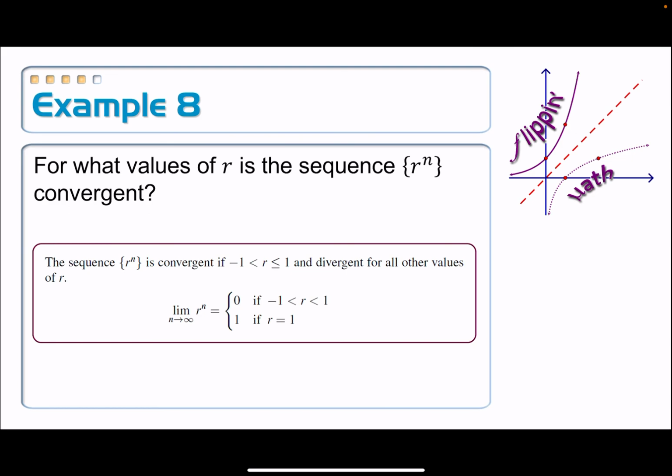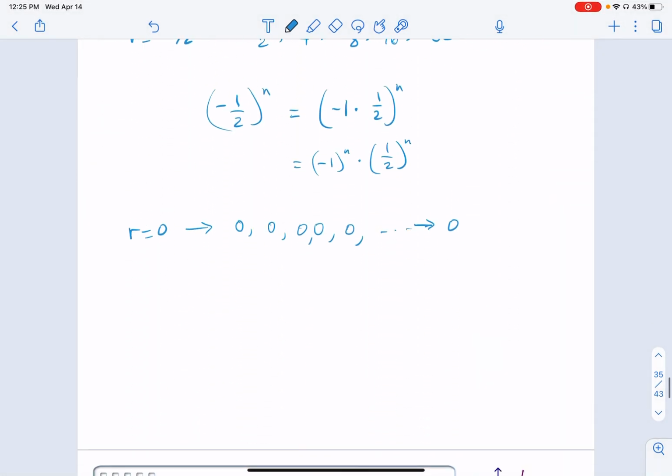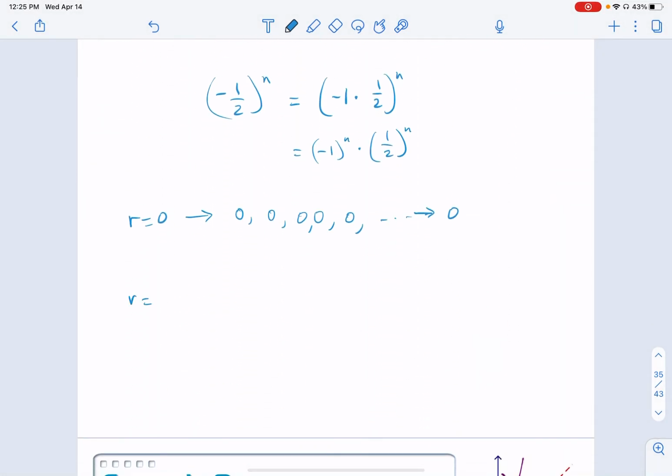So here's all of that completely summarized. The sequence R to the n, which we're calling a geometric series, is convergent if negative 1 is less than R, which is less than or equal to positive 1, and divergent for all other values. As you can see right here, in between negative 1 and 1 they converge to 0, and it's going to converge to 1 if R is equal to 1, as we saw before. And notice that on here, it excluded negative 1, and that was not one that we talked about. So let's actually look at that one then. What if we just have an R value equal to negative 1?